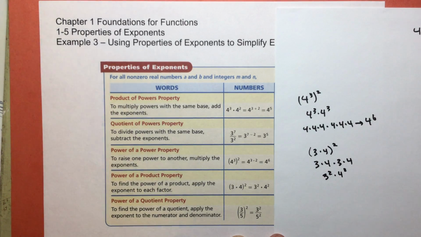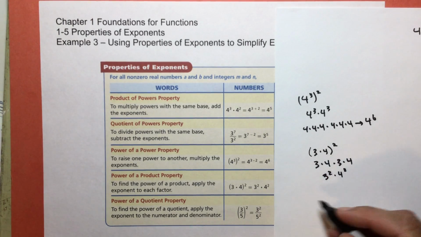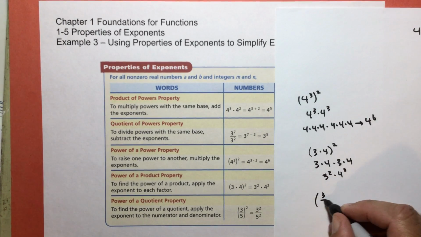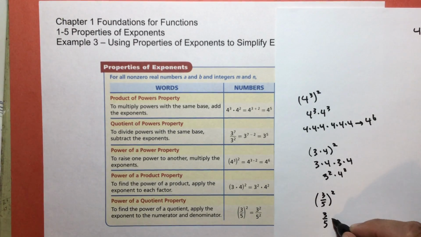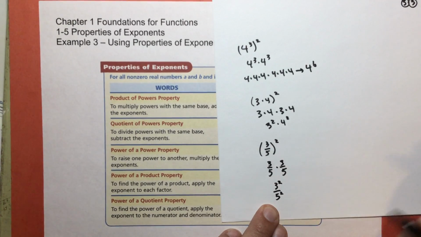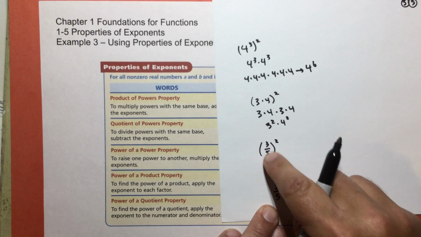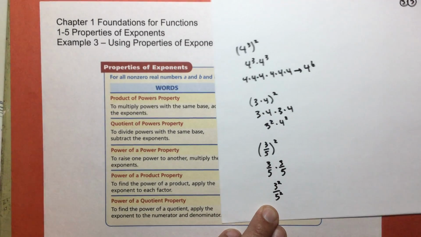And finally, I've already used this a couple times in the previous video, whether you saw it or not. If I have a fraction, a quotient raised to a power, so if I have 3/5 to the second power, that's the same as 3 over 5 times 3 over 5, which is the same as 3 squared over 5 squared. So you're sharing the exponent over the division, just like you share the exponent over the multiplying.